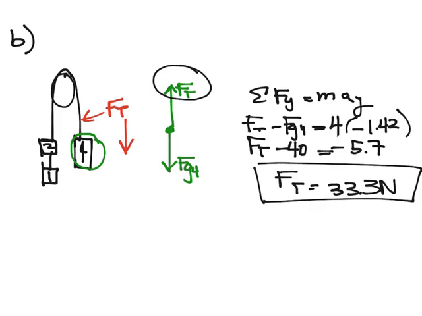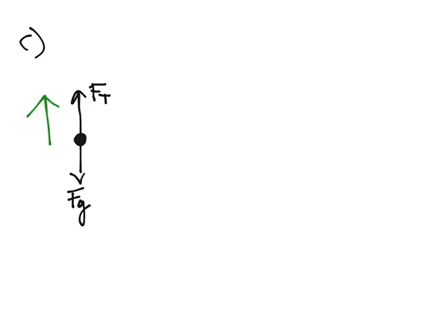Now in part C, we want the tension of the string on the 1 kilogram block. So here's my 1 kilogram block. Of course, we have tension going up and gravity going down. And we know that our acceleration on the other side of the pulley is positive. So our acceleration is going to be positive 1.42 meters per second squared.